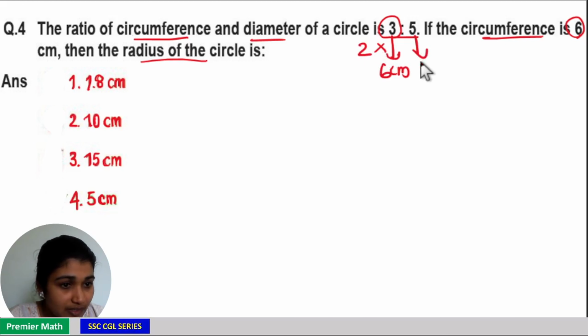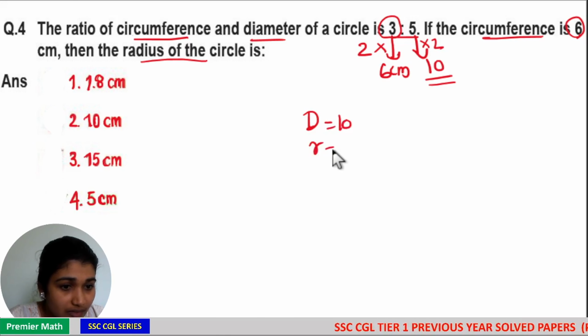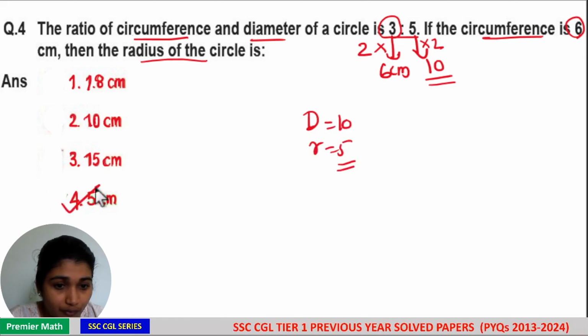Then 5 part is the diameter. 5 into 2, 10 centimeter is the diameter. So diameter 10 centimeter means radius is equal to 5 centimeter. Option 4 is your answer.